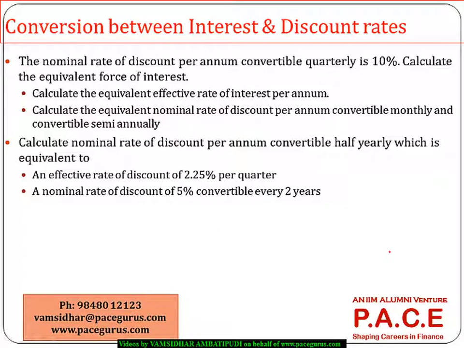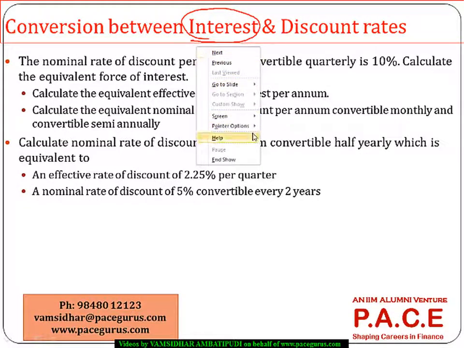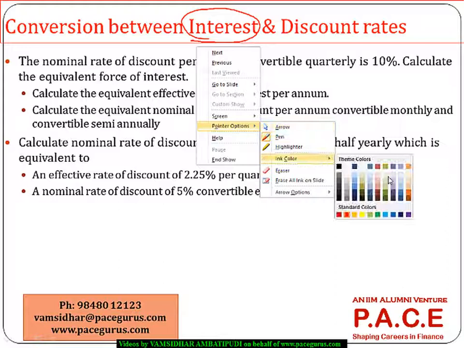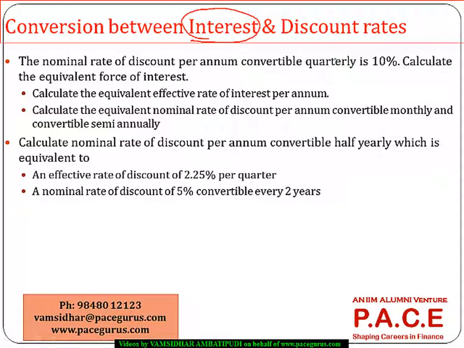Now let's look at the conversions between the various interest rates as well as discount rates. Once I know the interest rate, how can I compute the discount rate, or vice versa? So let's start looking at a couple of numericals like this. But before we look at it, I want to quickly revise the formula underlying this.